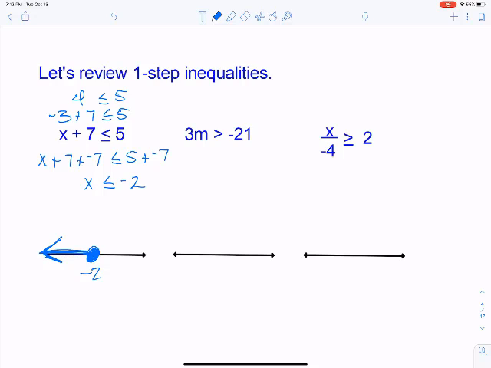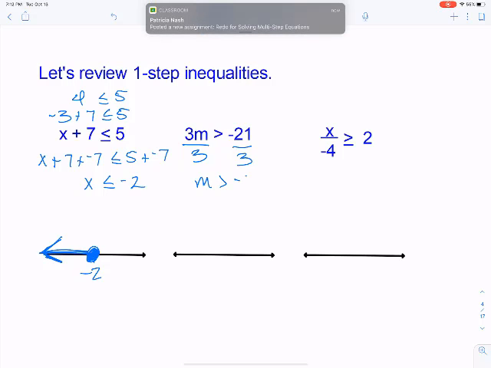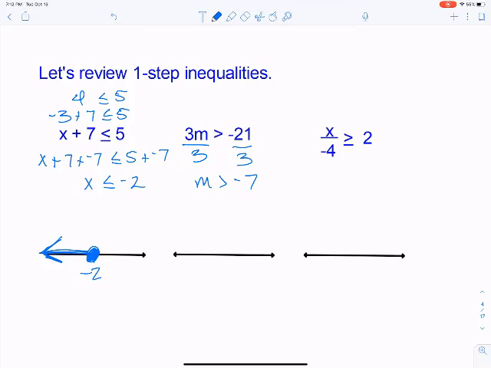Now, if you remember multiply and divide, they were a little different. We had to be really careful on multiply and divide. But let's start with what we are used to with solving equations. So in this first one, I have a multiply by 3 right there. So to get rid of that, I have to do a divide by 3. And if I do that on one side, I got to do it on the other. And I end up with m is greater than negative 7.